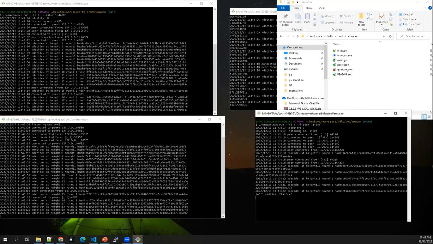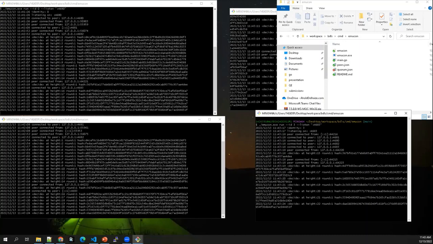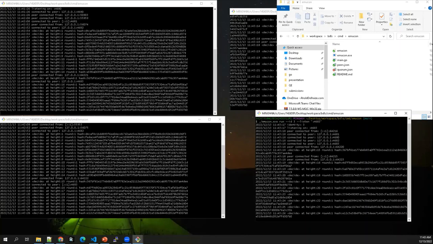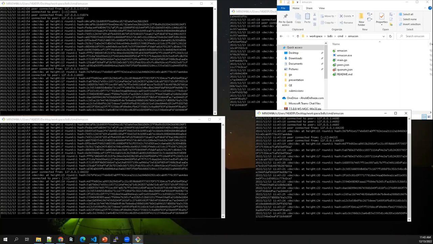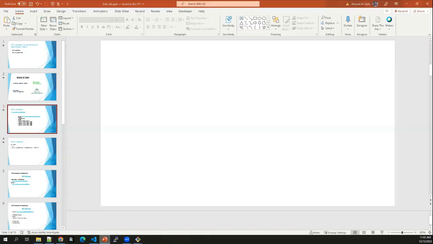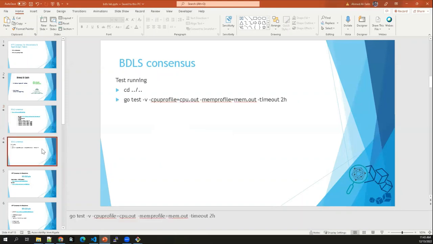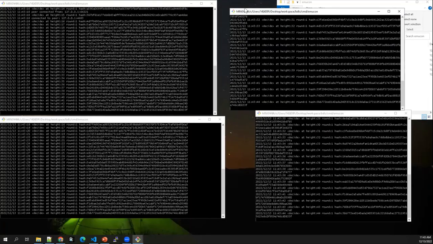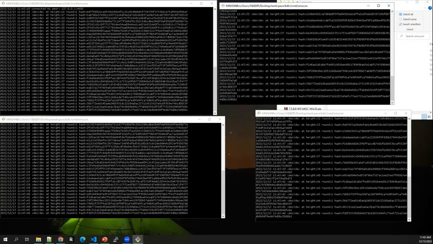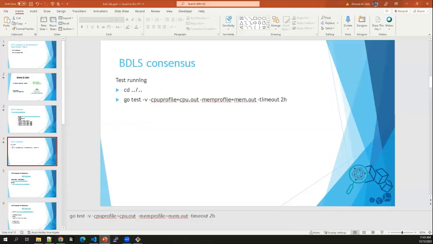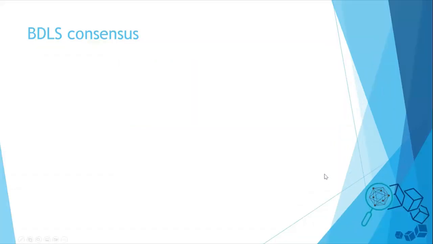We'll see the rounds going on, and there is another test that we can run. But for the time being, I was planning to present it, but you already have it in the slide. Danielle or David will share it with you. You just go to the root folder of the consensus, and you run that command. We'll keep them running while I'm continuing on the presentation.